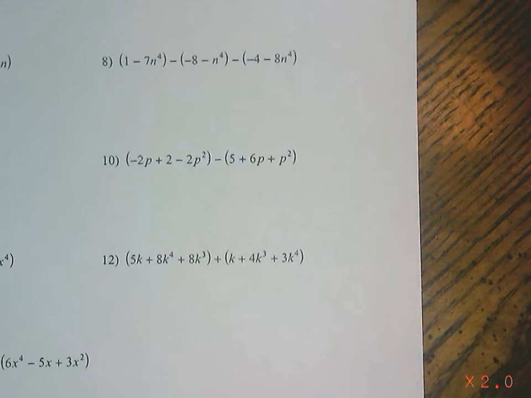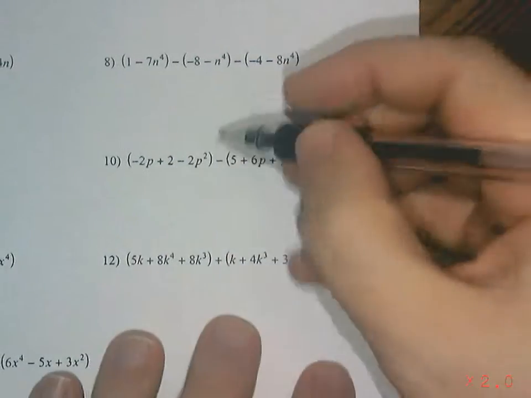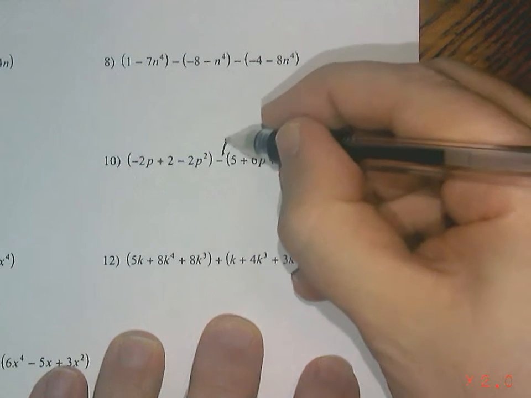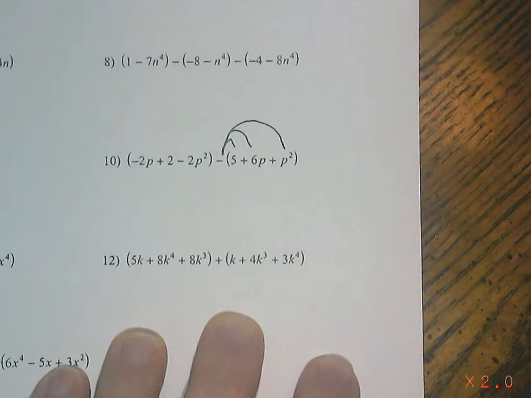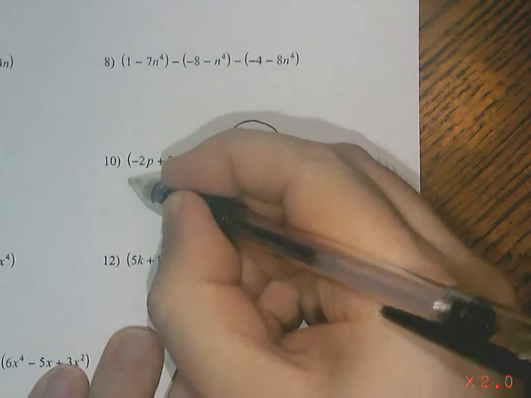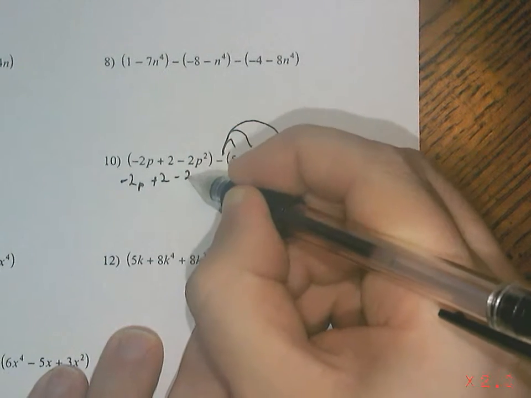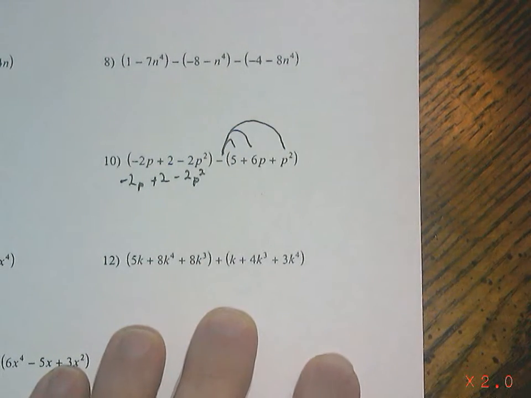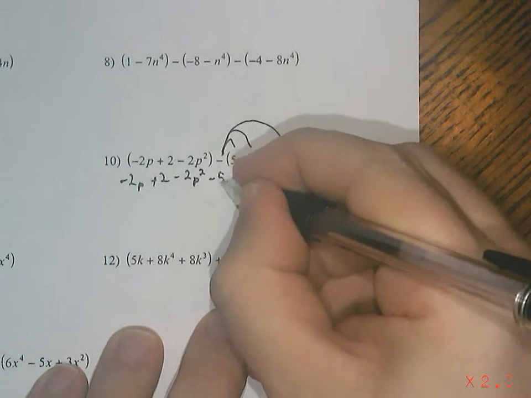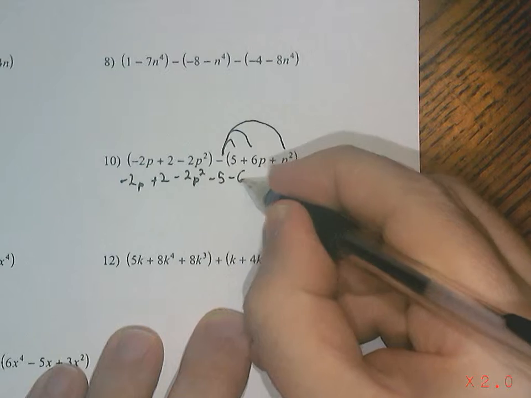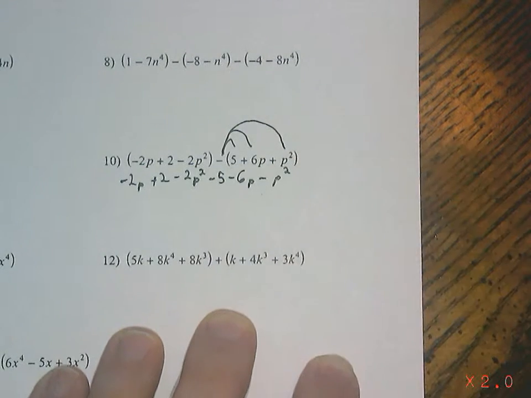So I've got a subtraction grouping here. Again, you have to distribute that negative to each term in that group. So let's rewrite things with the negative distributed. I have negative 2p plus 2 minus 2p squared in my first group. And then the second group is going to become minus 5, minus 6p, and minus p squared. So they all turned negative.